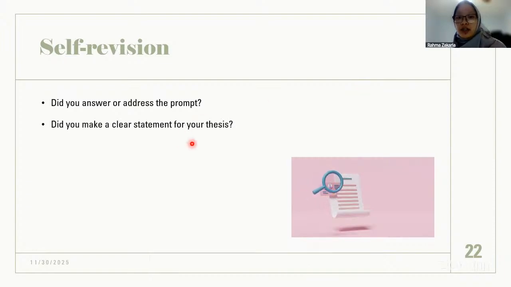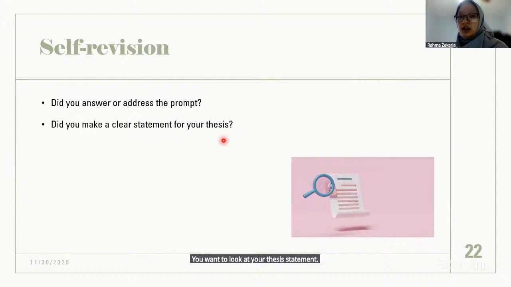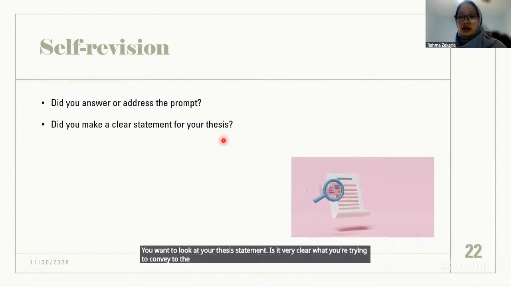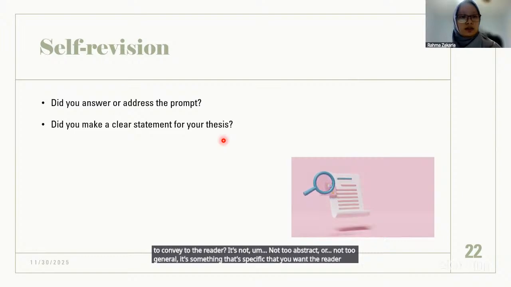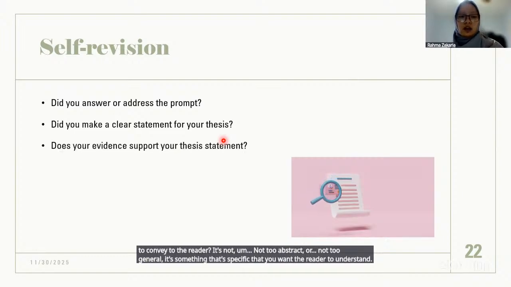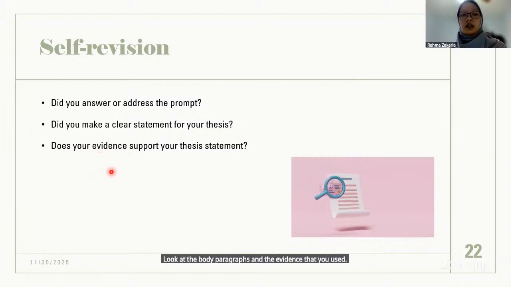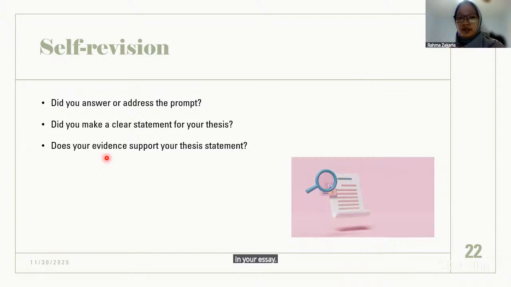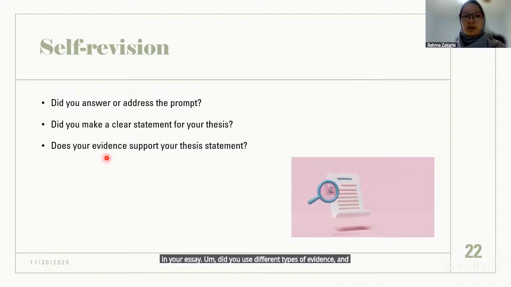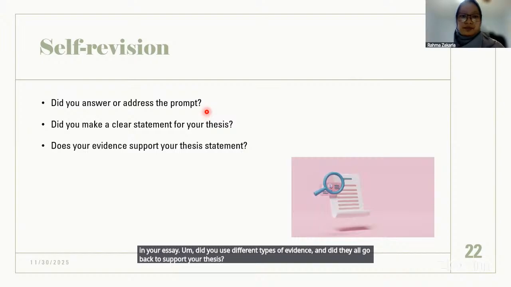You want to look at your thesis statement. Is it very clear what you're trying to convey to the reader? It's not too abstract or too general. It's something specific that you want the reader to understand. Look at the body paragraphs and the evidence that you used in your essay. Did you use different types of evidence, and did they all go back to support your thesis?